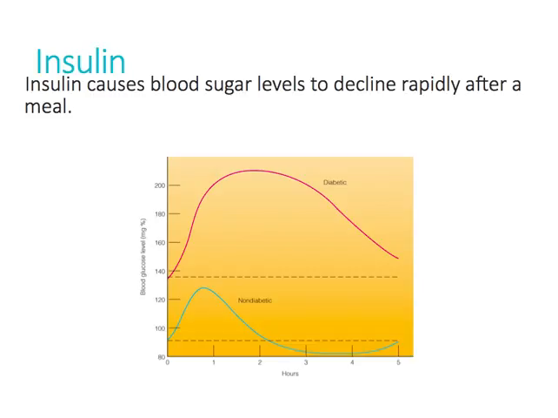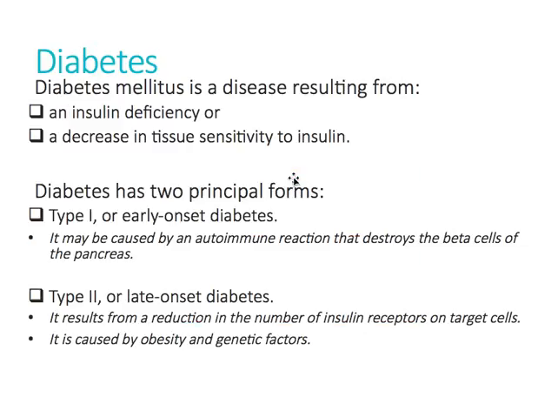Insulin, as I said before, is really important. It causes blood sugar levels to decline. So if you look at a typical non-diabetic person after eating a meal, typically within 1 hour, blood glucose levels are going to decline. That is different if you have a diabetic. After eating a meal, the blood glucose levels stay high for a longer time.